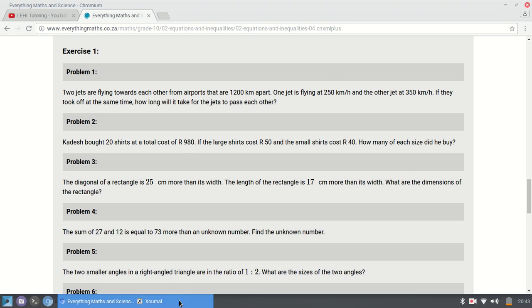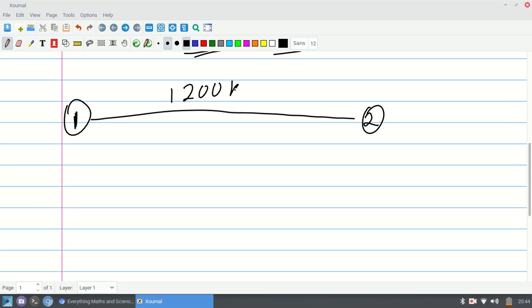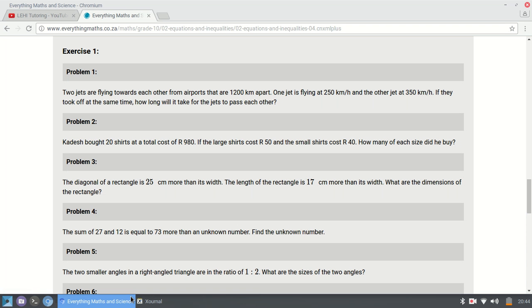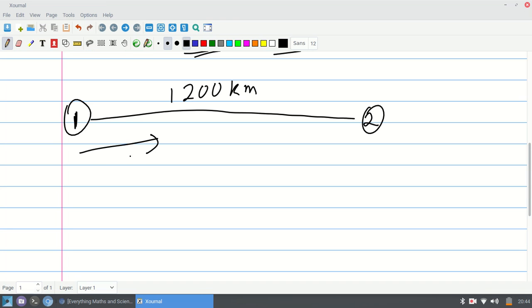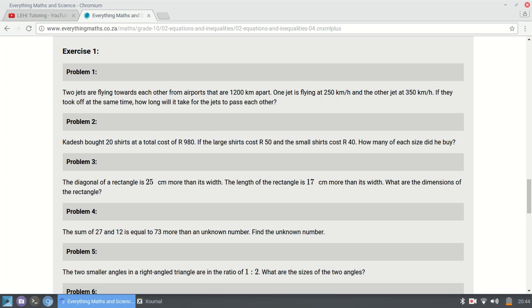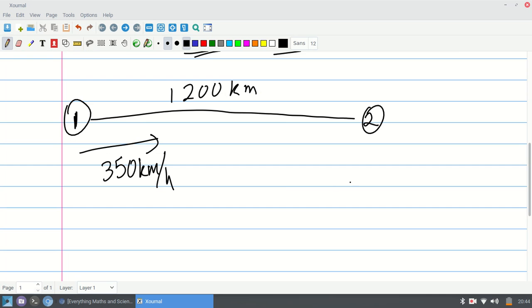Right. So let's say this is airport 1, okay, and this is airport 2, all right? And the distance that separates them is 1,200 kilometers, I believe. Let me double check that. Correct. And one jet is flying at this rate of 350 kilometers an hour. Okay. The other jet is flying at 250 kilometers an hour.